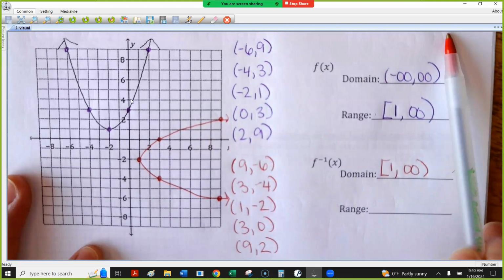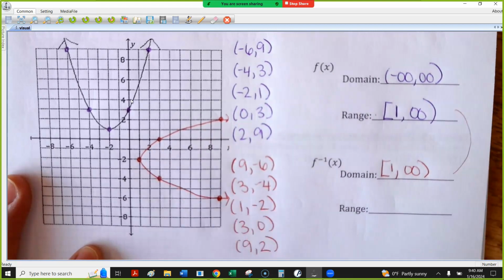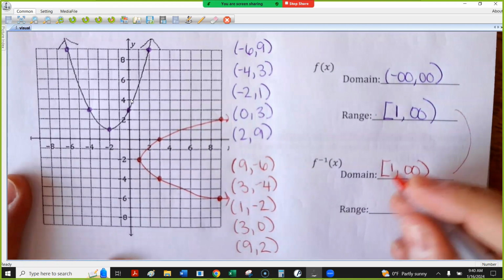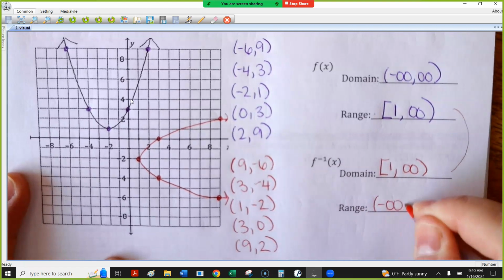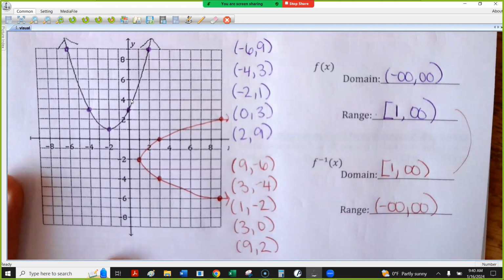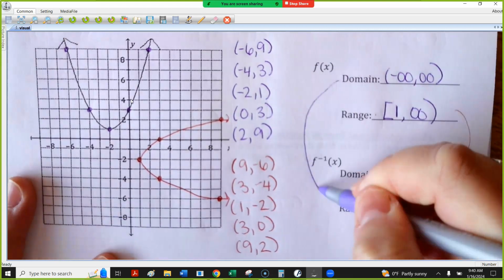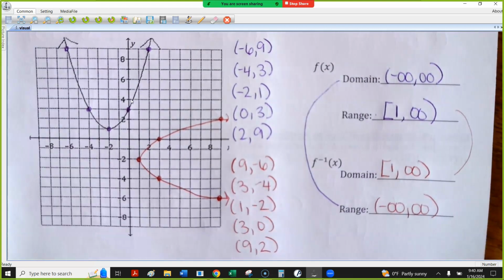This would gradually go down forever. So you would cover all the y values. So the range of that inverse should be negative infinity to infinity, which should match the domain of the original. Okay, now, I don't know if you guys will see this really well.